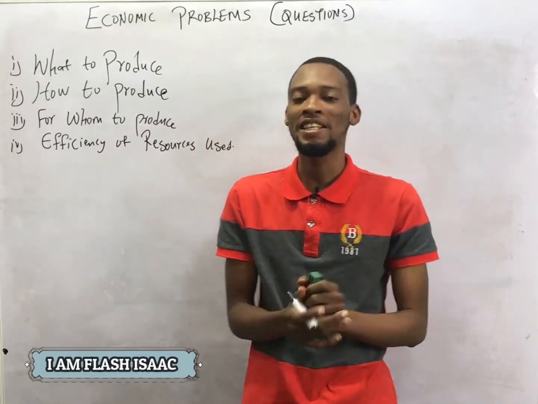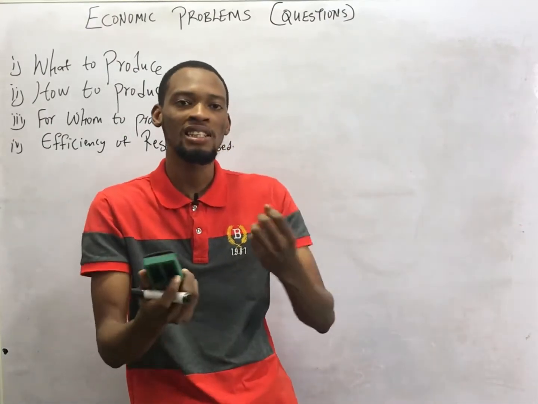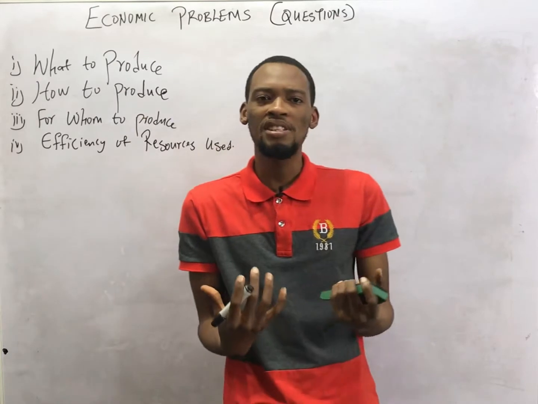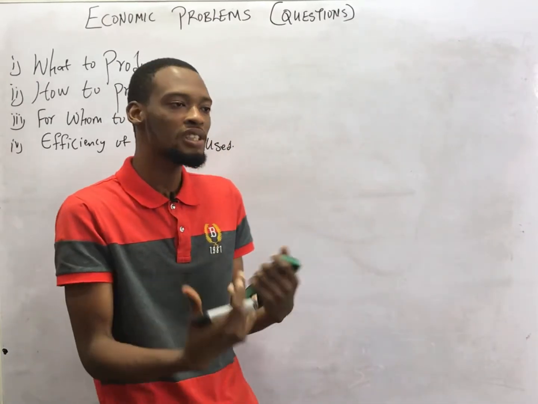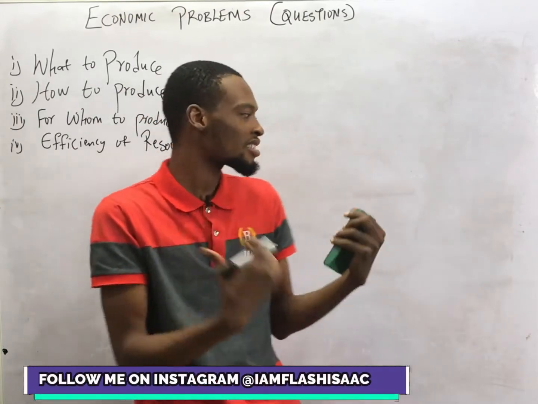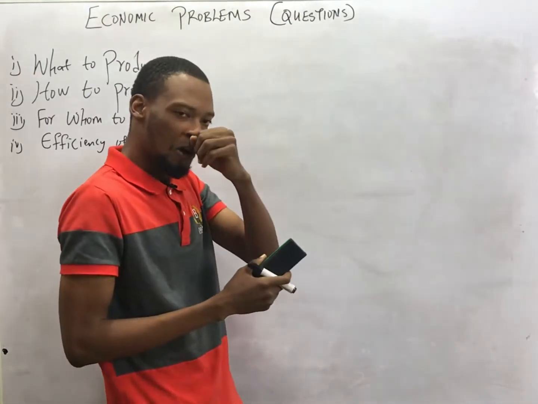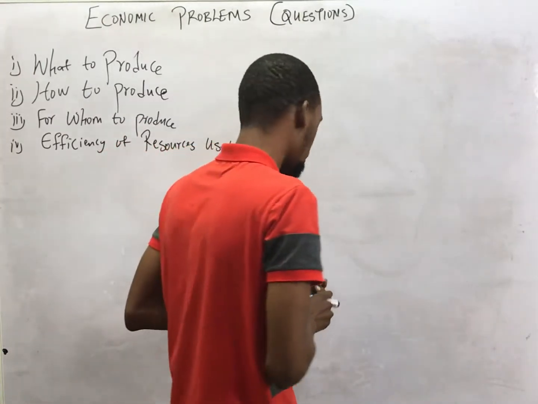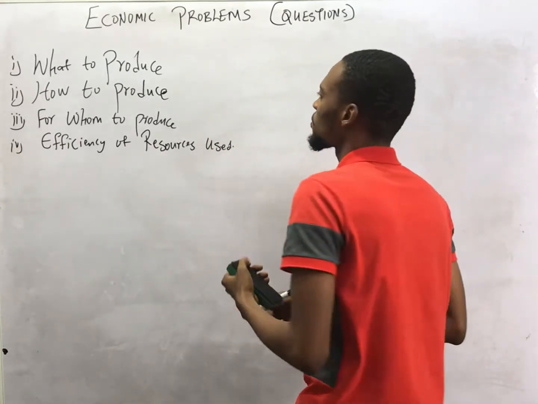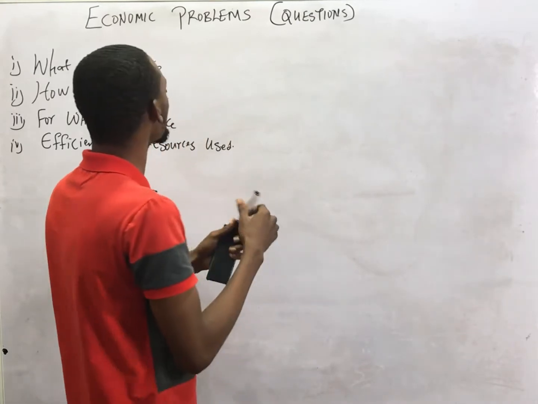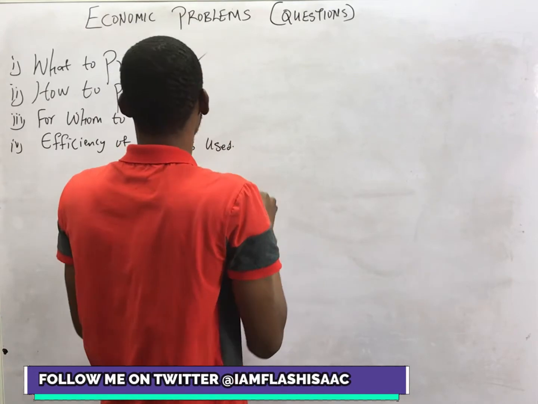I am Flash Isaac. Today I'll be taking you through economic problems or questions in economics. Economics is a branch of knowledge or a social science subject which deals with production, consumption, and transfer of wealth. Now, in economics or in society, we have certain problems and questions people ask. What are the questions? One of the questions or problems of economics is what to produce.